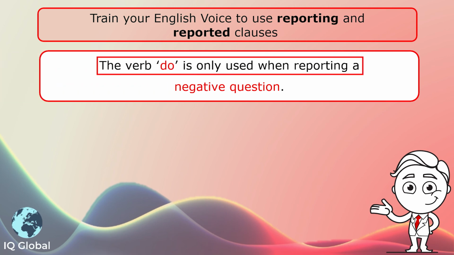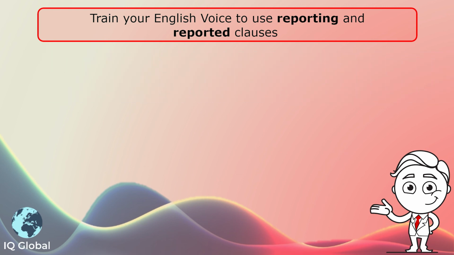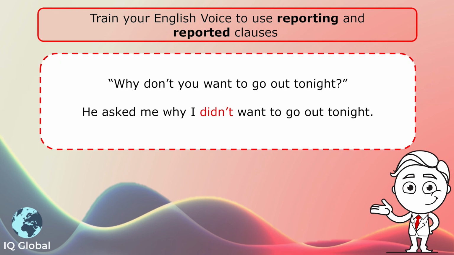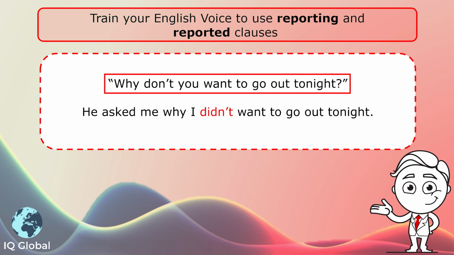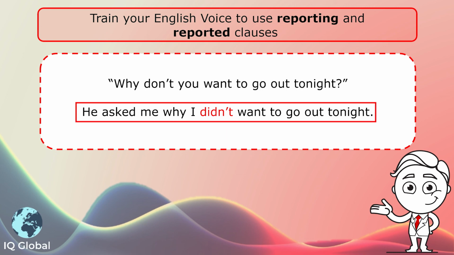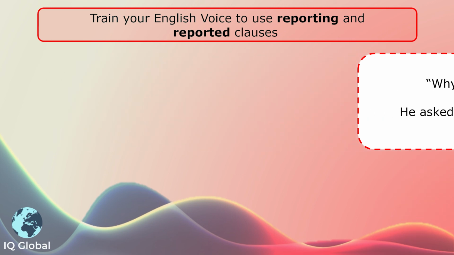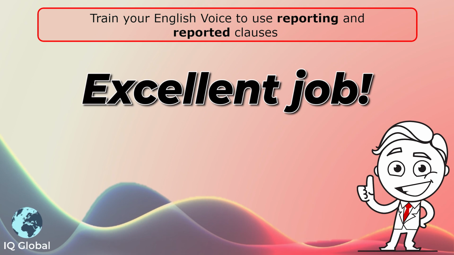And the verb do is only used when reporting a negative question. For example, the question, "Why don't you want to go out tonight?" We're now going to report that negative question. He asked me why I didn't want to go out tonight. That's when we use do, but it's only ever in the negative. And that's how we use this grammar.